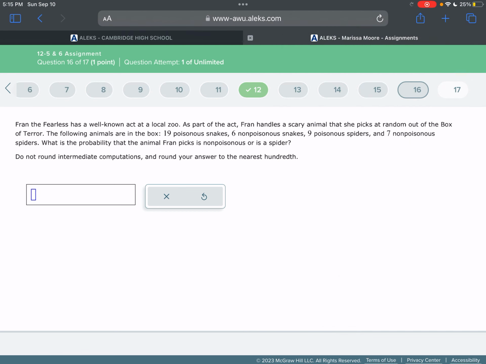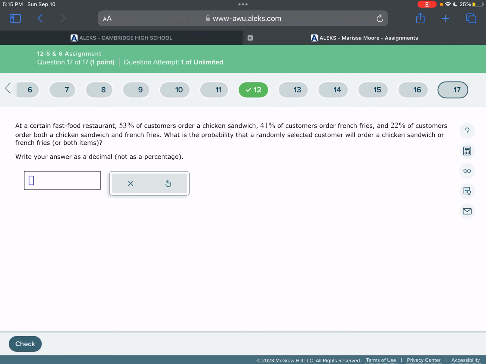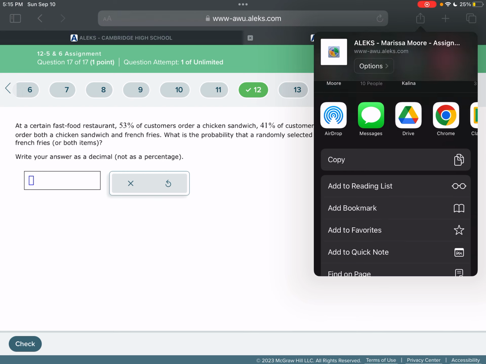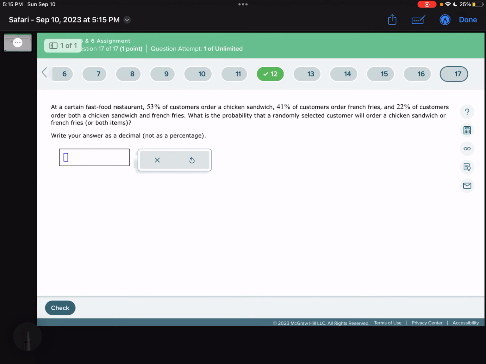And last one. At a certain fast food restaurant, 53% of the customers order a chicken sandwich, 41% of customers order french fries, and 22% of customers order both a chicken sandwich and french fries. What is the probability that a randomly selected customer will order a chicken sandwich or french fries or both?